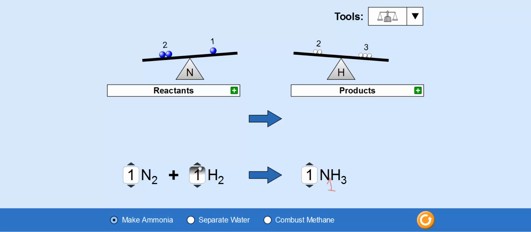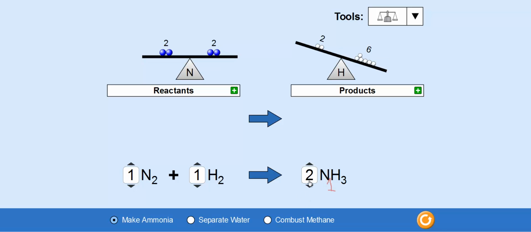Now we have to change these coefficients to make them equal. As you can see, we have 2 nitrogens here and 1 there. So let's increase this by 2. This means you multiply the subscripts of whatever you have here by 2. So we have 2 times 1 is 2. Therefore, we have 2 nitrogens. Now the nitrogen is balanced, but the hydrogen is still unbalanced.